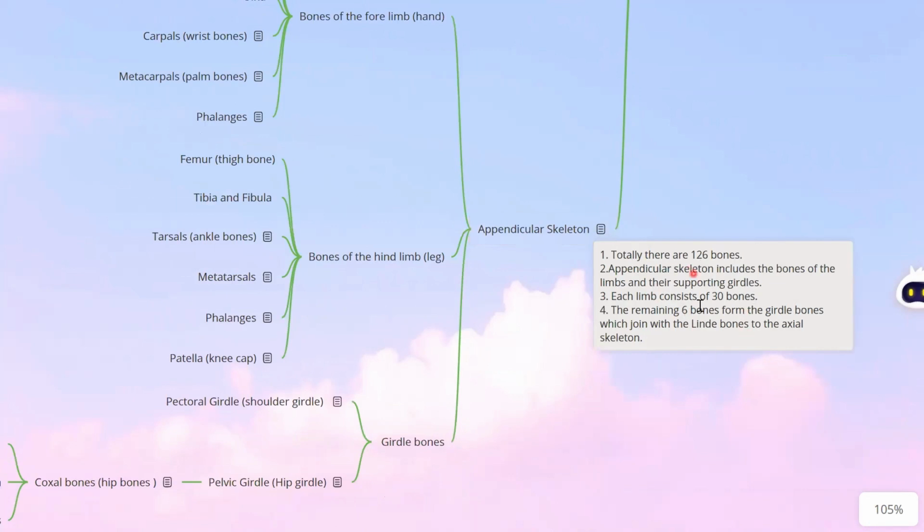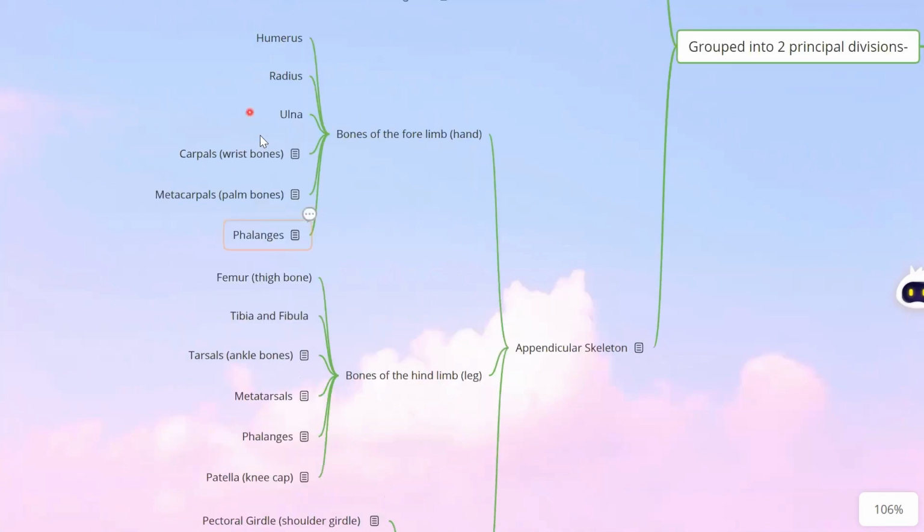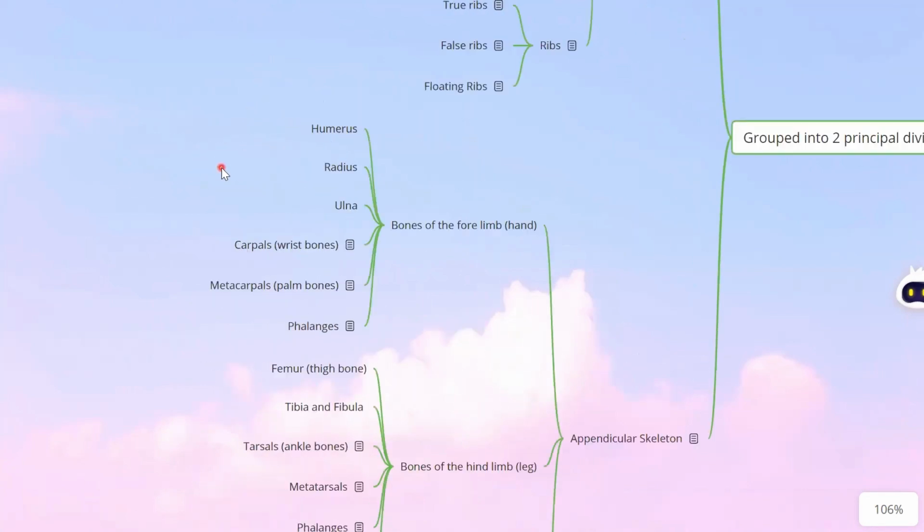But in total, it is what? It is 126 bones. So that is our appendicular skeleton. Now, this is a forelimb. So the bones of the forelimb, that is the hand, consist of the humerus, the radius, the ulna, the carpals, that is the wrist bones, the number of bones is 8. Metacarpals, the palm bones, the number of bones is 5. Phalanges, the number of bones is 14.